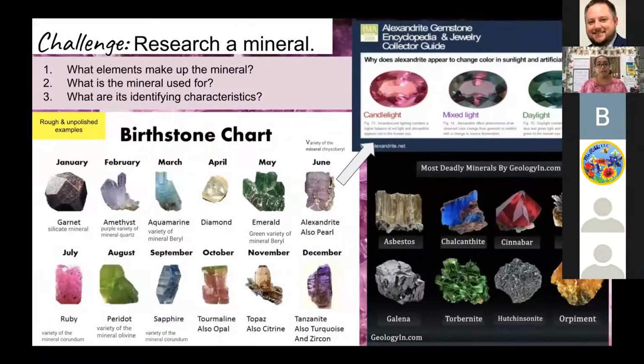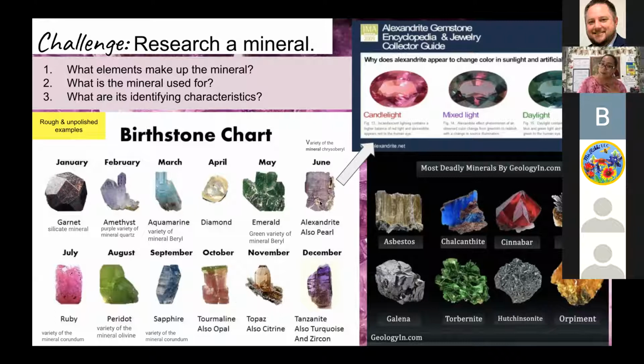And the last thing I have for you guys is a challenge. I would like for y'all to research a mineral and see if you can answer these 3 questions. Think about what elements make up that mineral, what it is used for, and what some of its identifying characteristics are. Now, everyone always likes to figure out their birthstone, so I have a birthstone chart here. You can figure out what mineral correlates to your birthstone.